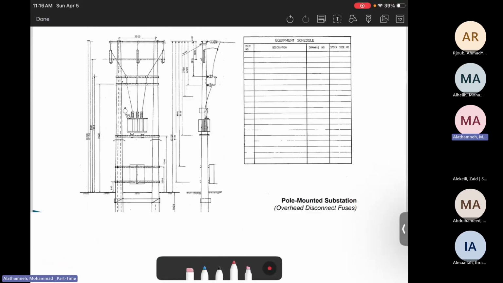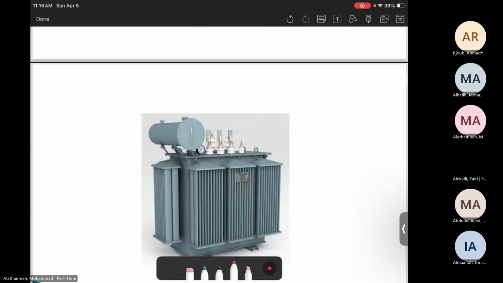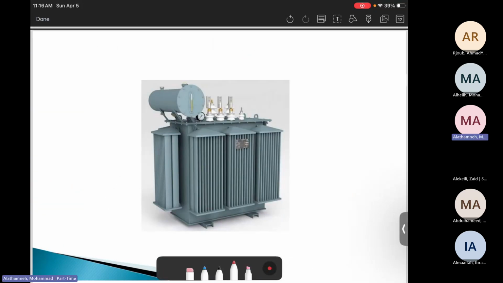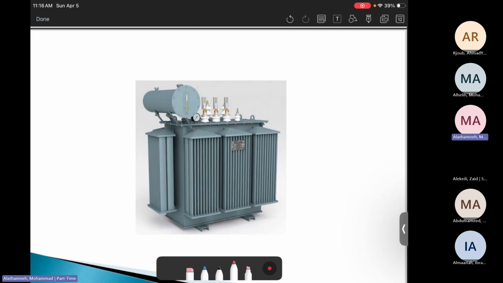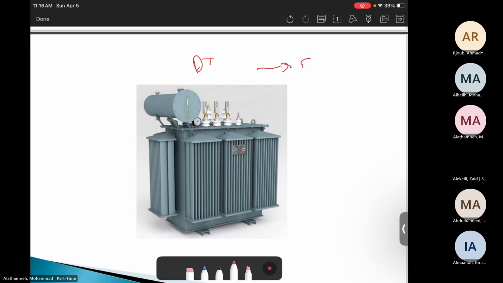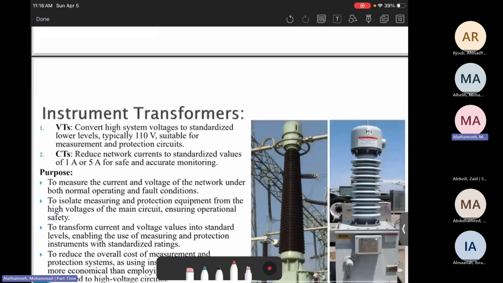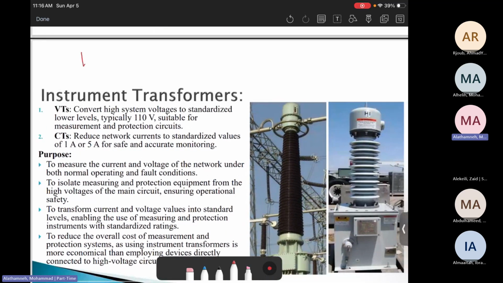Okay, so here are some schematics about each one. This is again how the distribution transformer looks, zoomed in. You will see it is very small in size, smaller than the power transformer. Okay. Now here's the instrument transformer. Let me stop here. We will continue, inshallah, on Thursday.